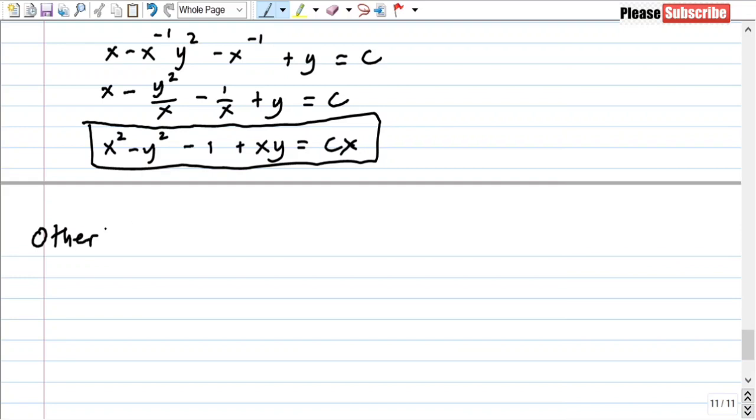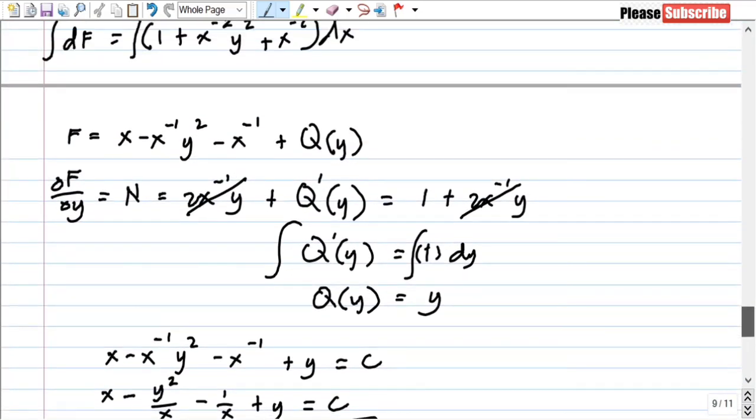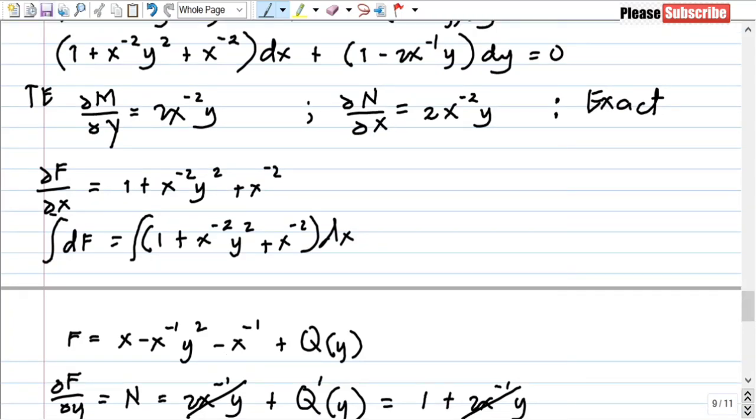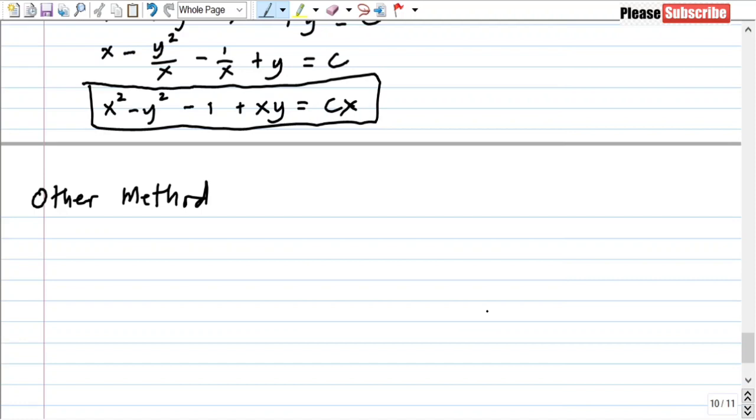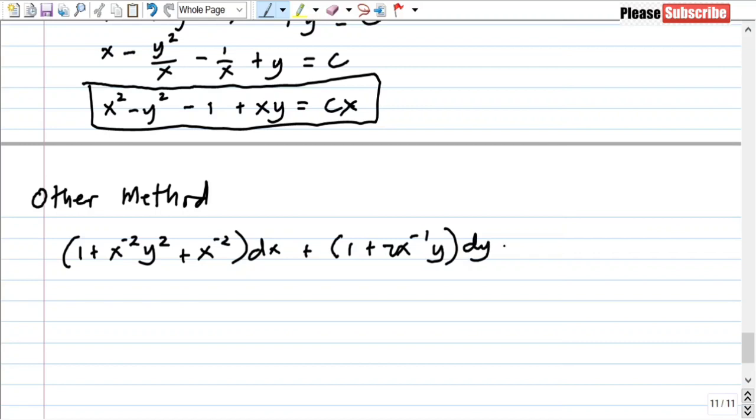So, for other method for exactness ng exact equation. So, ano yung nakuha natin? This one. So, ulit, copy natin, para mas madali natin siyang masagot. Diba? Ang M natin ay 1 plus x to the negative 2 y squared plus x to the negative 2 dx. Right? Plus N, 1 plus 2x to the negative 1 y dy, and that is equal to 0. Okay? So, hindi na tayo kailangang mag-undergo ng test for exactness kasi na-check na natin kanina na exact siya. So, integrate na natin to.